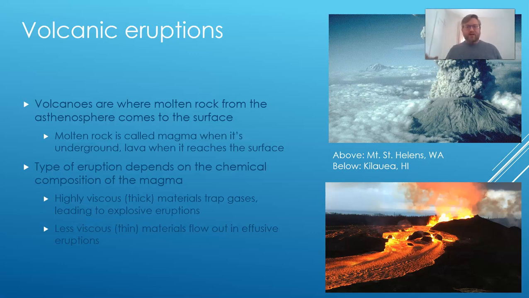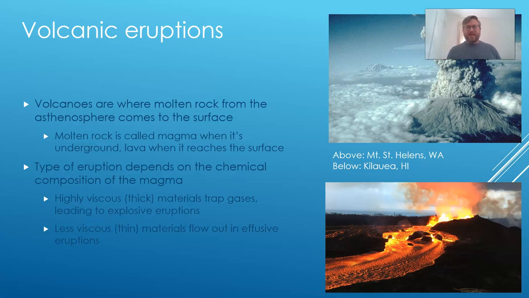And some of that molten rock will sometimes try to come up to the surface, and where it comes out, we have a volcano. And that molten rock we refer to as magma when it's underground and lava when it reaches the surface. So it's the same material, the same molten rock. We just have different names for it depending on whether it's still inside the earth or whether it's come out onto the surface. And the eruption of that material onto the surface can take a variety of different forms.